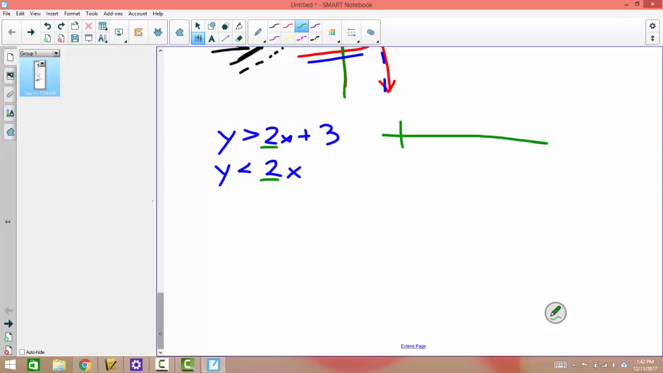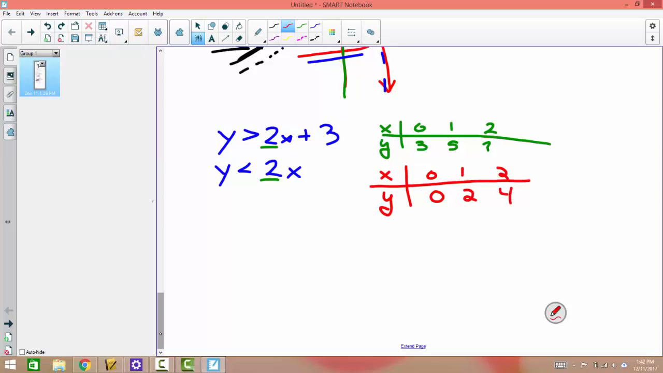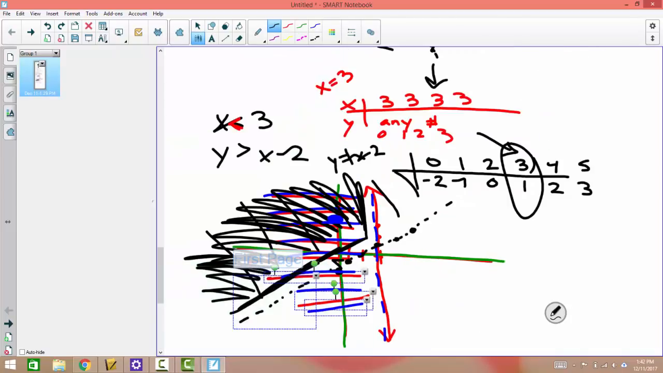The first one, 0 gives 3, and then you're going up by 2. So 1 gives 5 and 2 gives 7. In the second one, 0 gives 0. So 1 gives 2 and 2 gives 4. So let's go ahead and graph both of those.